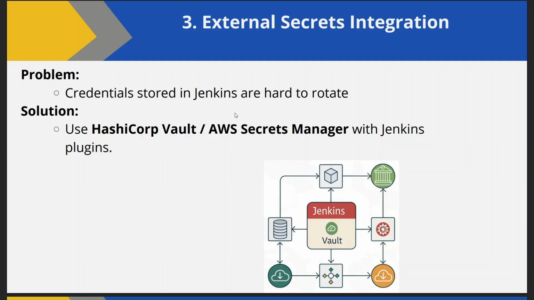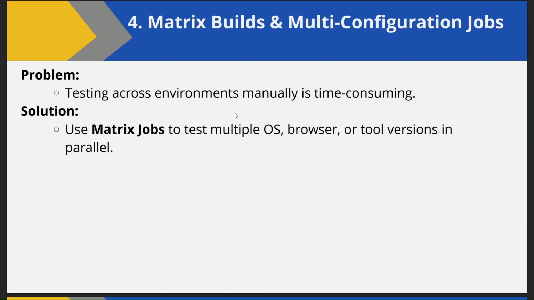Integrate Vault or AWS Secrets Manager for secure, centralized secret management that Jenkins can fetch in real time. Want to run tests across Linux, Windows, and Mac? Use matrix builds to define combinations of environments, and Jenkins will run them in parallel.